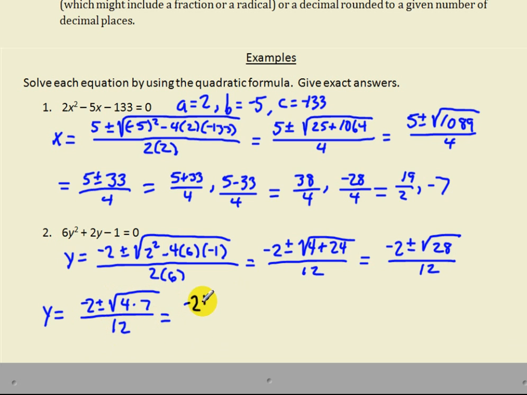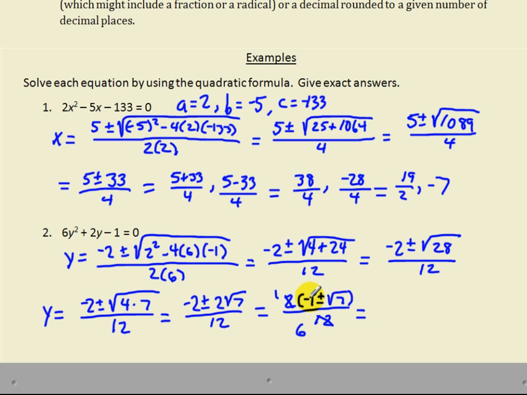So this is negative 2 plus or minus. We can factor out that 4 because the square root of 4 is 2. So we have 2 square root of 7 all over 12. And we can do a little more simplifying here because we can factor out a 2. Both this term and this term contain a 2. So we have a 2 times negative 1 plus or minus the square root of 7 all over 12. 2 goes into 2 once, 2 goes into 12 6 times.